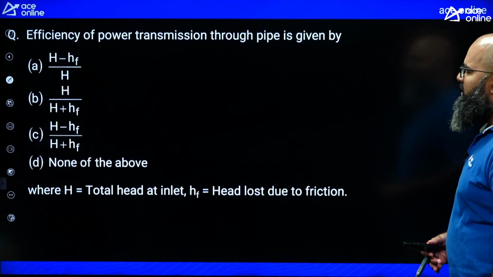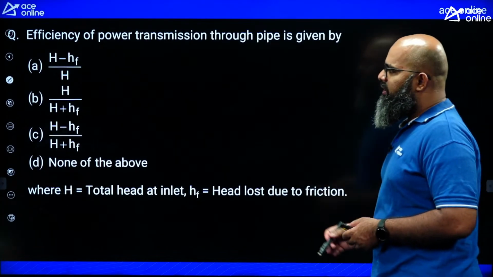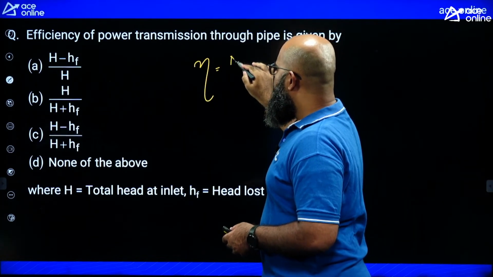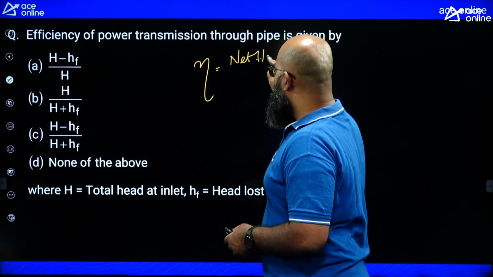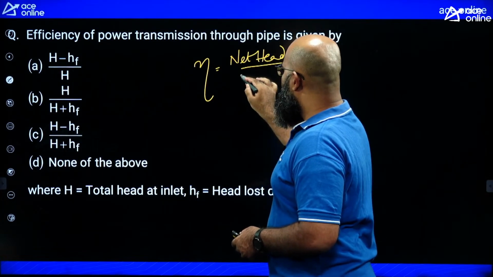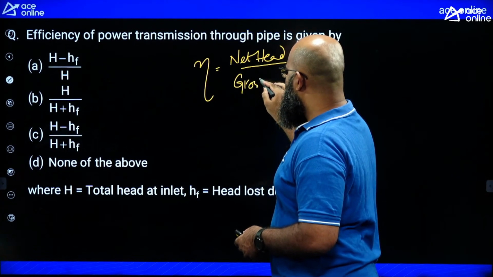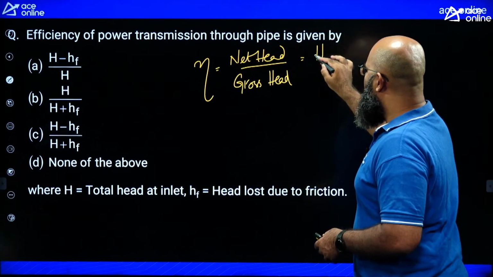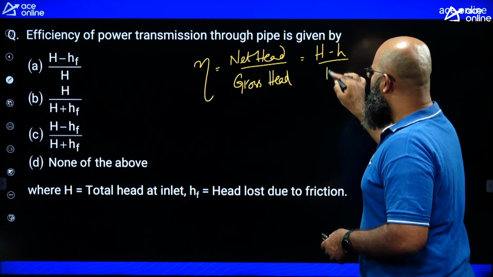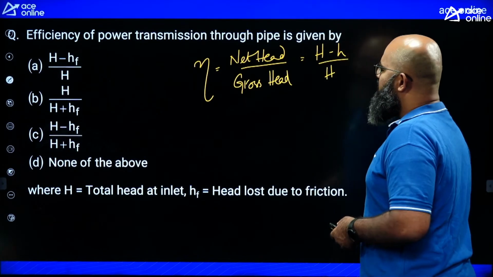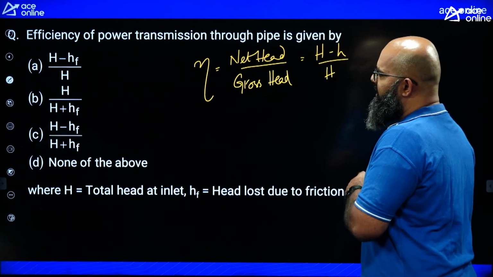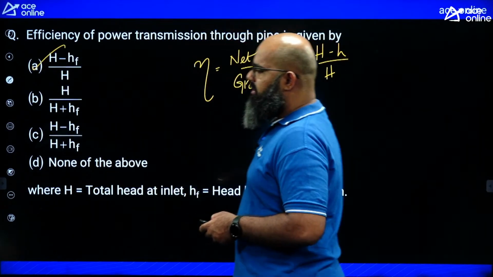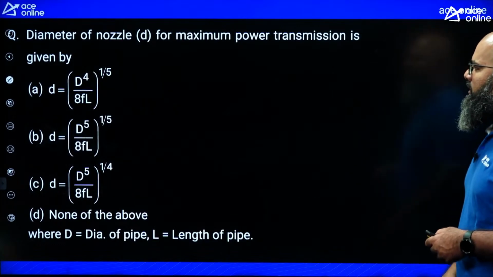Efficiency of power transmission is given by what? In the case of power transmission, the value of efficiency is equal to net head by gross head. Net head is equal to gross head minus head loss. Gross head is equal to capital H. So capital H minus head loss divided by capital H. Option A would be correct over here.